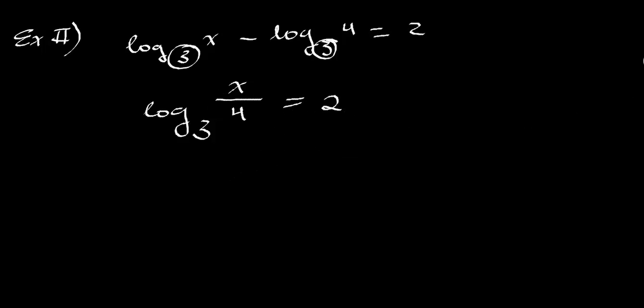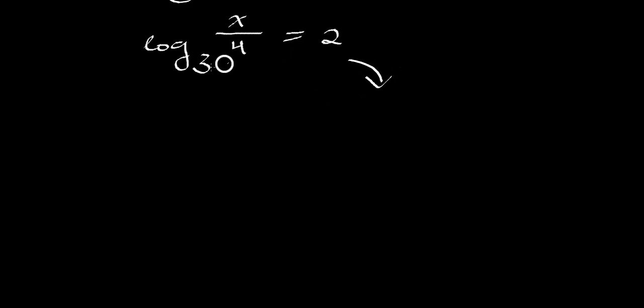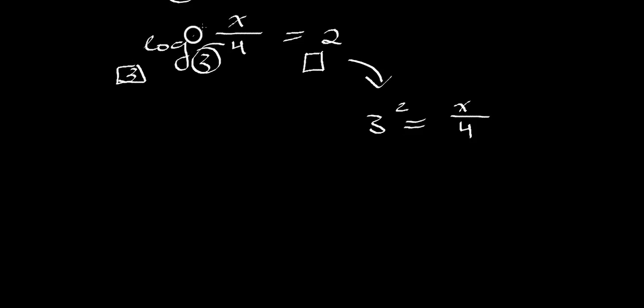And now if you do it the way of changing this to exponential form, you will get 3 squared equaling x over 4. Or if you do it the way I showed you, you have to raise this side and this side to some value. The value is going to be this base. In order for them to cancel out, whatever you raise here, you have to do the same thing. So these things are gone, and you're left with x over 4 equaling 3 squared.